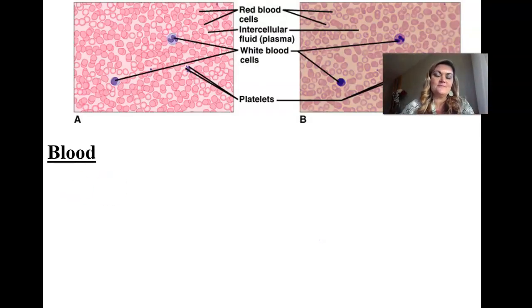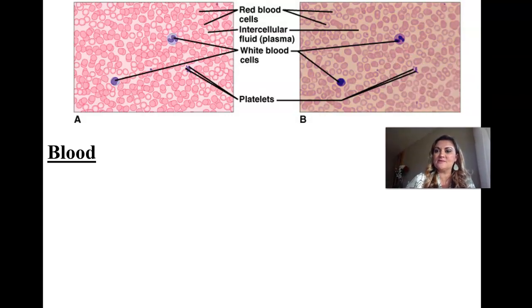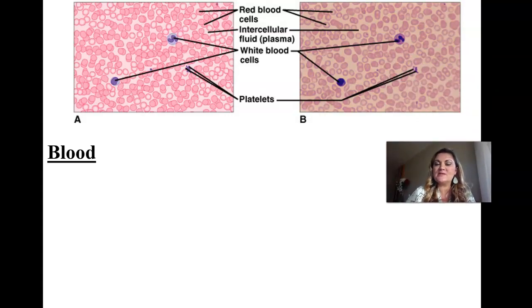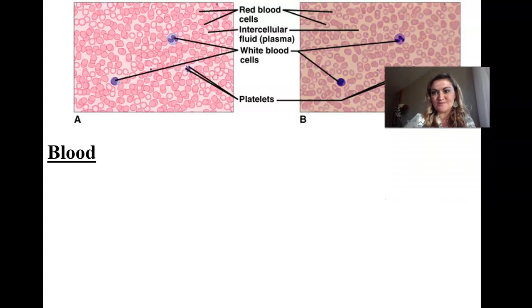The next type of connective tissue is going to be blood. So looking here, this is what red blood cells look like underneath the microscope. A is going to be an artist rendition, and B is going to be what it actually looks like. The purple cells that you see throughout are going to be white blood cells. And then the cell fragments that you see are going to be platelets. So that's what's actually going to help plug up any type of damage that you might have in tissues and stop the bleeding.